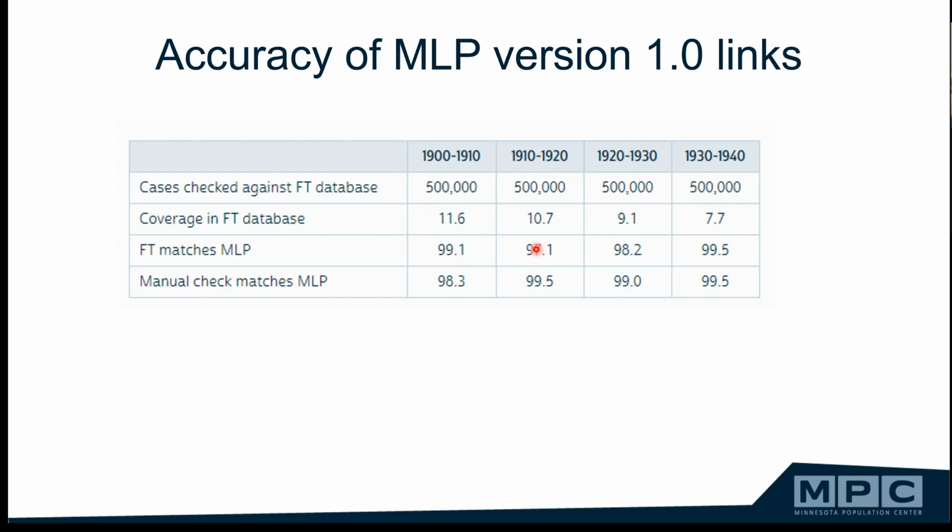And here you can see the proportion of cases where the FamilySearch match is the same as the MLP match. The FamilySearch data, which we have reason to believe is extremely accurate, shows we have a very, very high precision or accuracy. We've also conducted a separate manual check of our links. Again, a random sample, also suggesting a very, very high accuracy or precision.